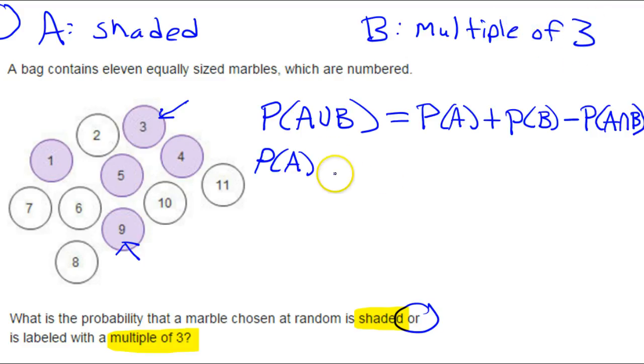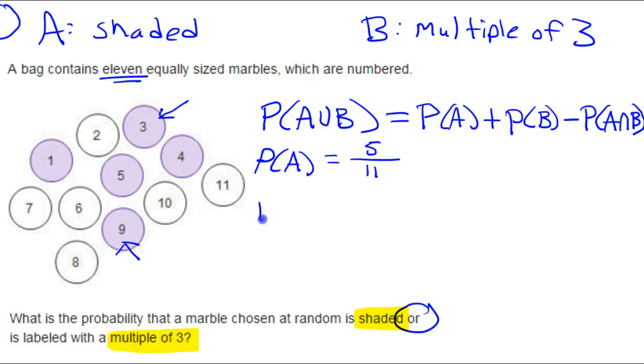Okay, so let's calculate the probability of A and the probability of B. So the probability of picking a shaded one. Well, let's see, we have a total of 11. So I'm going to put 11 in the denominator. Let's see, 1, 2, 3, 4, 5 are shaded. So the probability of picking a shaded one is 5 over 11.